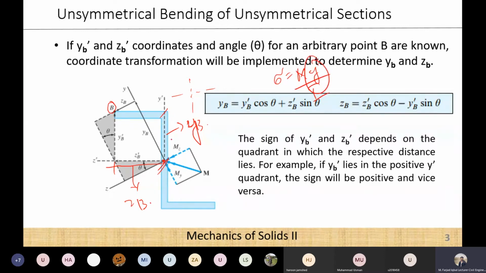But in the case of an unsymmetrical section, our principal axes have now rotated at some inclination or angle theta.